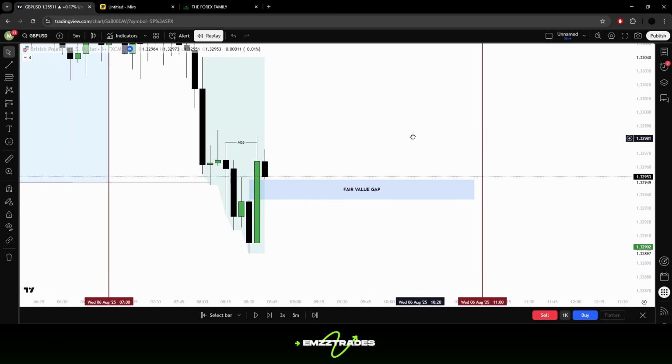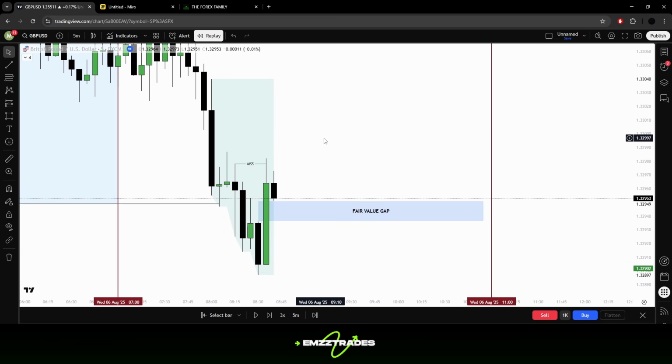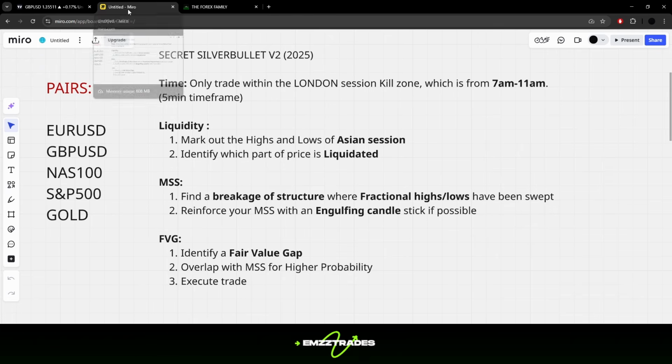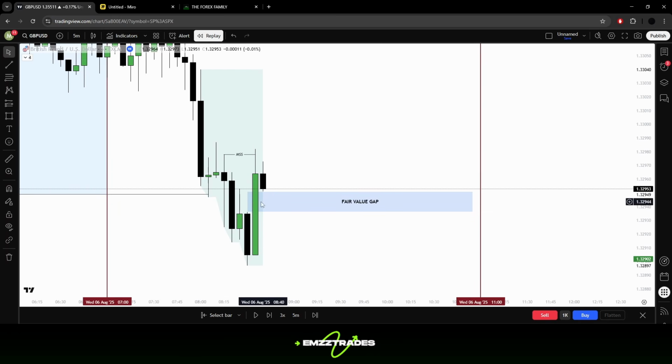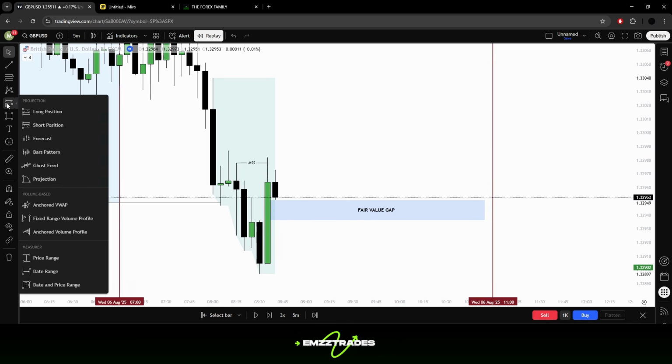And as soon as you mark out the fair value gap, all you need to do from here on out is actually mark out your position, right? So you're going to enter your position, as it says, overlapping with the market structure shift for a high probability. So it's on the same candle, and now we just execute the trade. As you can see, the market structure shift is on the same candle, and we've gone to the extreme FVG right here, and now we just execute our play.